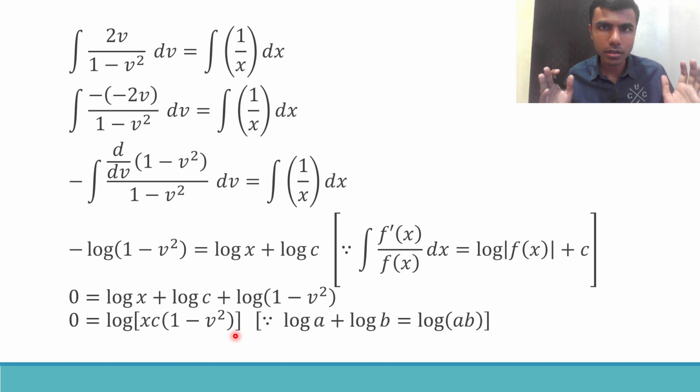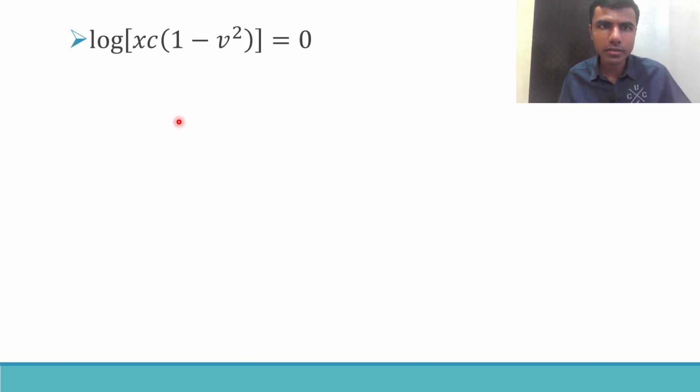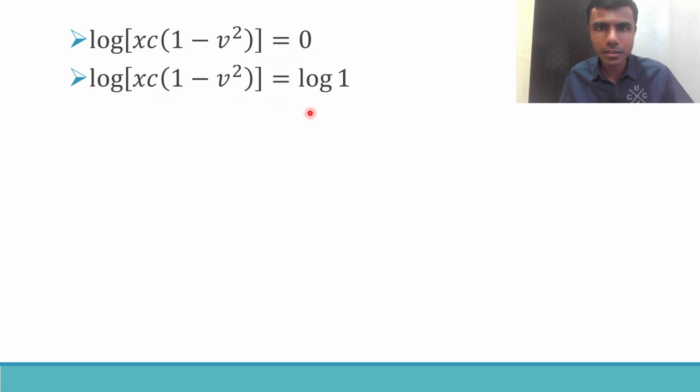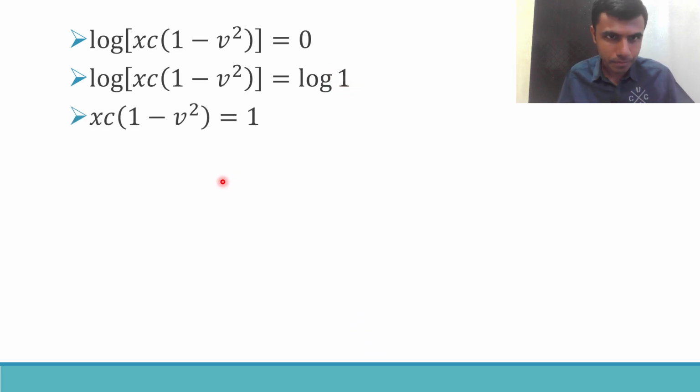I hope it's clear to you up till now. Fine, chalo. Now this I can write as log of xc into 1 minus v square is 0. Fine, 0 is nothing but log 1. Okay, 0 is nothing but log 1. So here there is log, here there is log, so basically xc into 1 minus v square is equal to 1. Okay, fine.